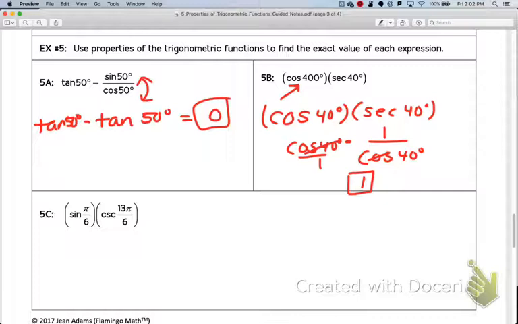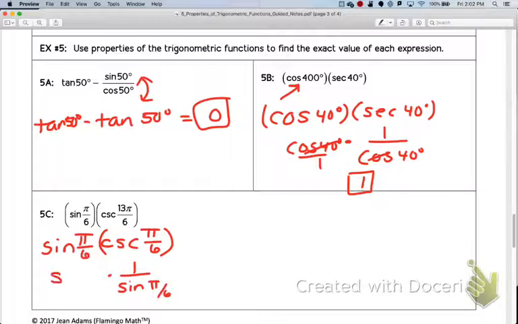So for 5c, we have sine of pi over 6, that's good, times cosecant of 13 pi over 6. If I keep subtracting 2 pi from that, that cosecant is going to turn into just cosecant of pi over 6 times the sine of pi over 6. Hopefully you can see where this is going. That's the reciprocal, 1 over sine pi over 6 times sine pi over 6. Cancels, cancels. 1.